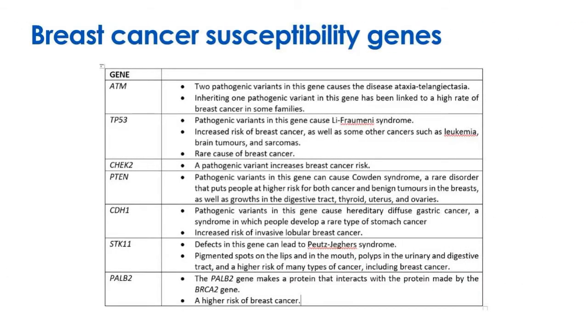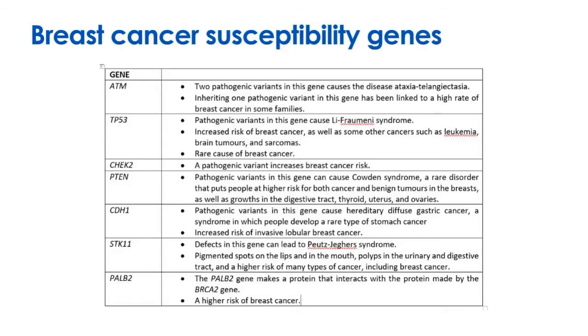So in this table, I just want to summarize the other genes that I mentioned on a previous slide that are all breast cancer susceptibility genes and how they may impact a person's life. So the ATM gene, we know 2 pathogenic variants in this gene cause the disease ataxia-telangiectasia. But inheriting 1 pathogenic variant in this gene has been linked to a higher rate of breast cancer in some families. The TP53 gene is associated with a disease known as Li-Fraumeni syndrome, and a pathogenic variant in this gene leads to an increased risk for breast cancer, as well as some other cancers such as leukemia, brain tumors, and sarcomas. And this is a rare cause of breast cancer.